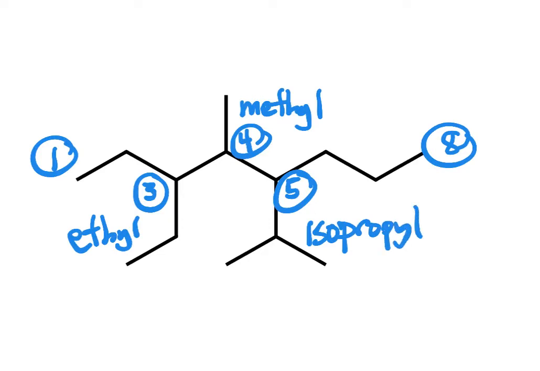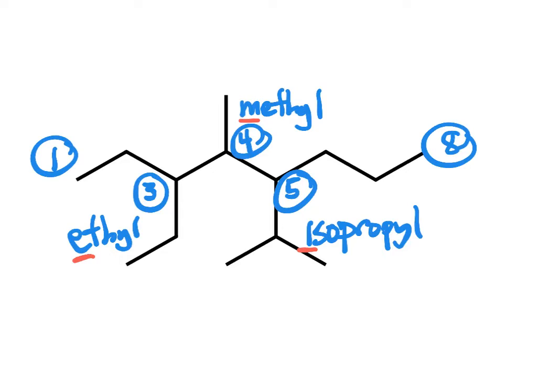All right, and when I list these branches in the name, I'm going to have to list them alphabetically. So the E of ethyl will come before the I of isopropyl, which will come before the M of methyl. So I'm going to list them in alphabetical order, not numerical order. Okay, the numbers will be what the numbers are, but when I list all of these branches in front of the parent chain name, I have to list them alphabetically.